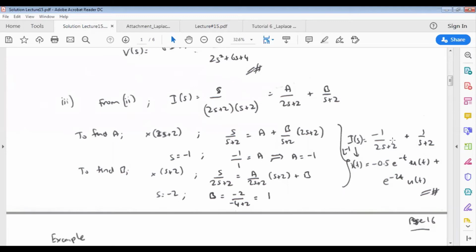This will be the Is written in partial fractions: -1 over 2s plus 2, plus 1 over s plus 2. In terms of the IT, we need to do the inverse Laplace transform. That will be -0.5 exponential of -t times ut, plus exponential of negative 2t times ut. So this is the solution of IT in the time domain.